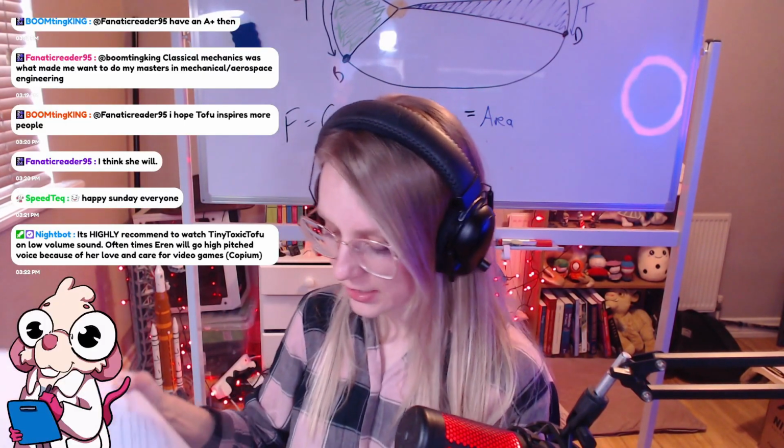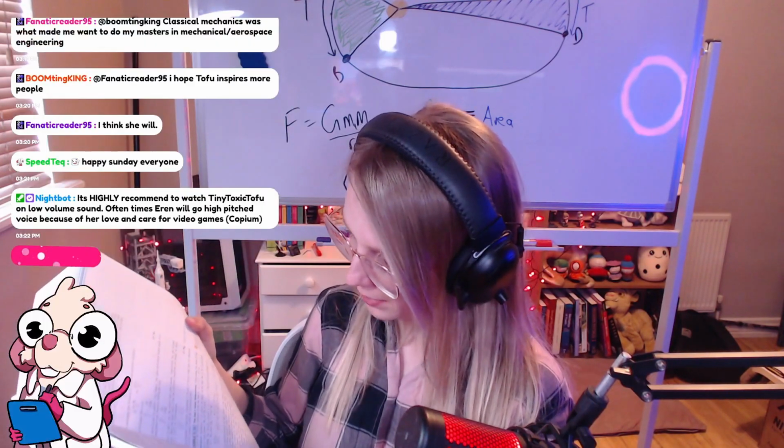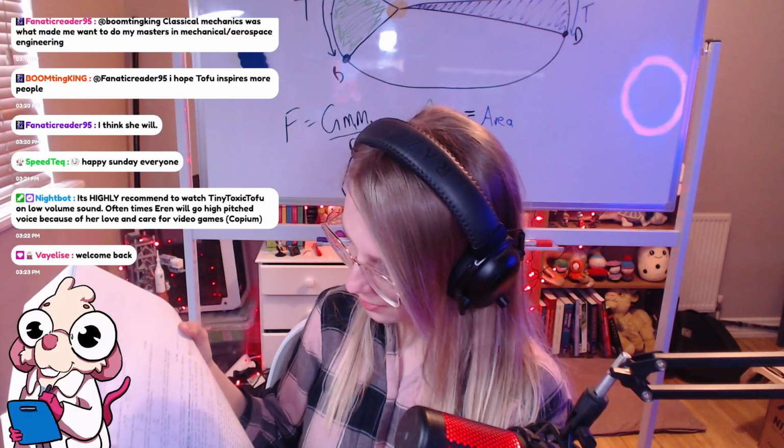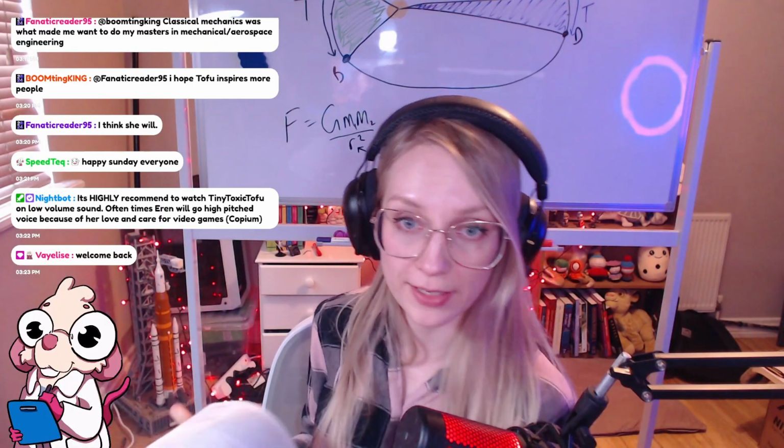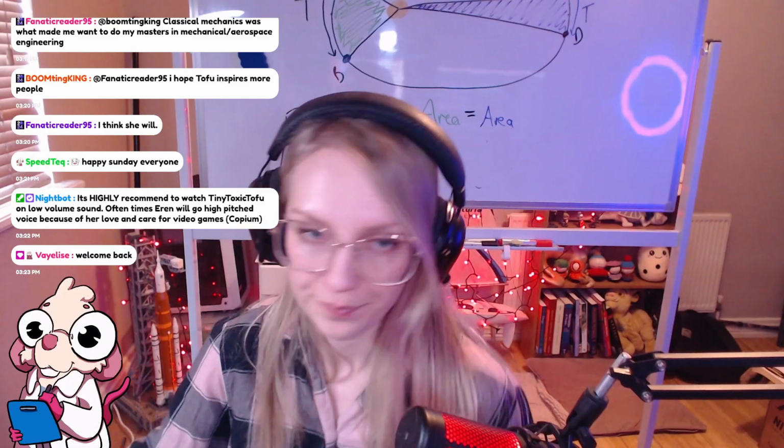So I have this textbook, and I haven't looked at it. But it is a derivation of the third law in Newton stuff. So we're going to cover that. Hopefully it's understandable. I'm looking forward to it.